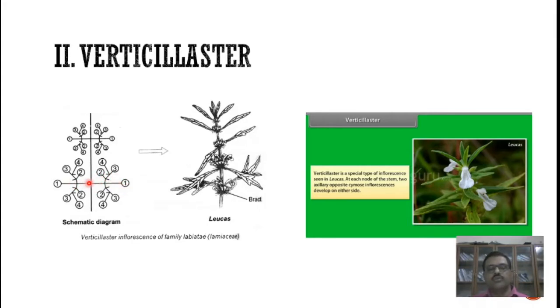So first of all, 2 flowers are formed on either side, and on these 2 flowers, 2 flowers each are developed. So at first this is a dichasial cyme.